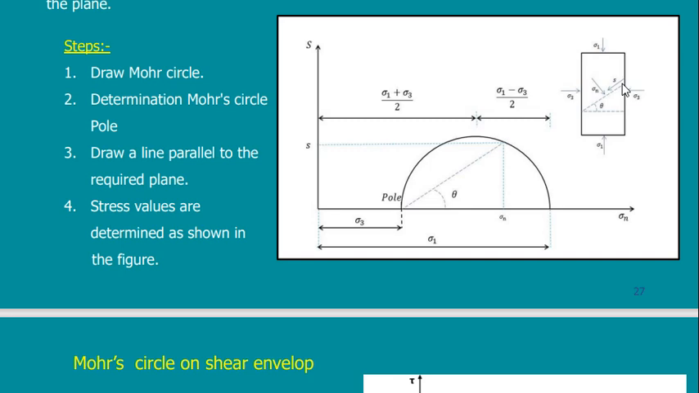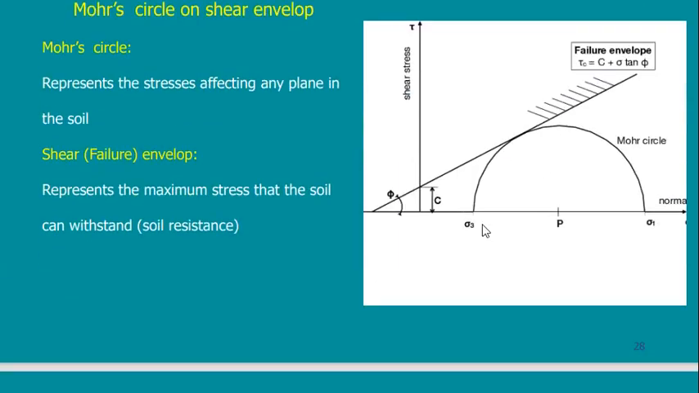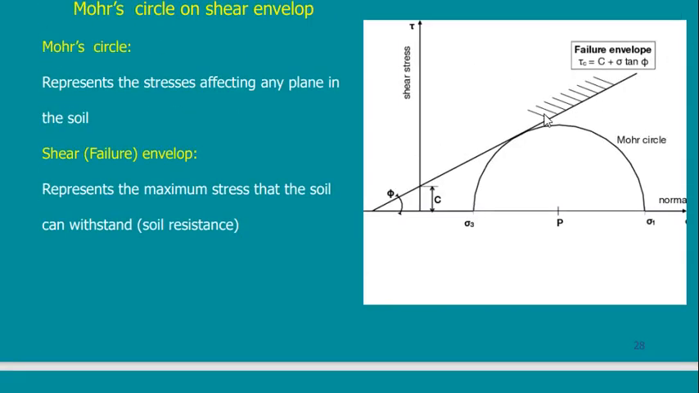It may be the plane of failure or it may not be the plane of failure. How will I know which one is the plane of failure? By drawing the line, which is this line. Draw this failure envelope.